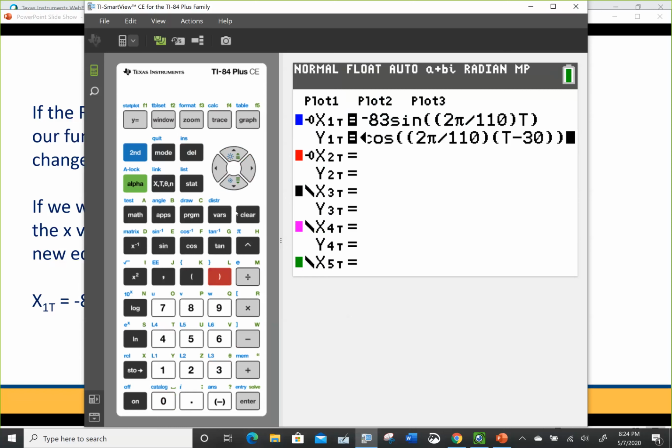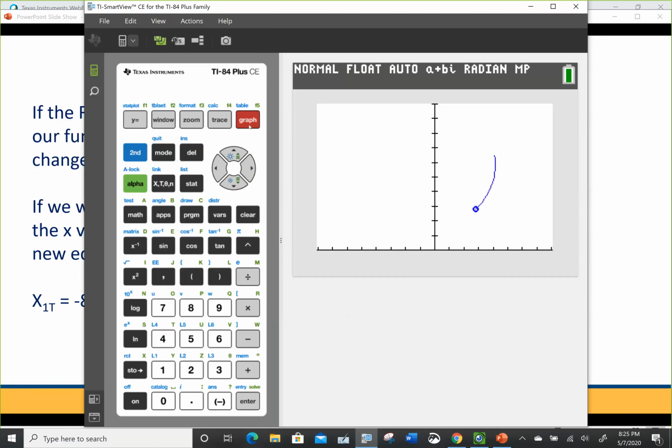I think that'll be different enough. What do you think might happen? Be thinking about that. Now remember, I'm not changing my t values. In other words, I'm not changing my parameter values. All right, did I say 30 earlier? Let me make sure I said the same thing both times. Yeah, let's see what happens. Ready for the graph? Here comes the big reveal.